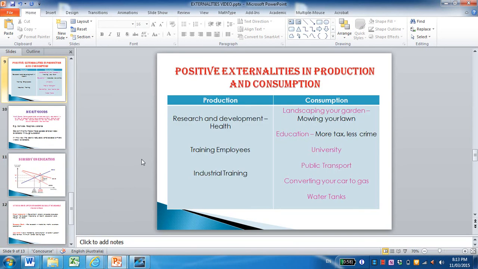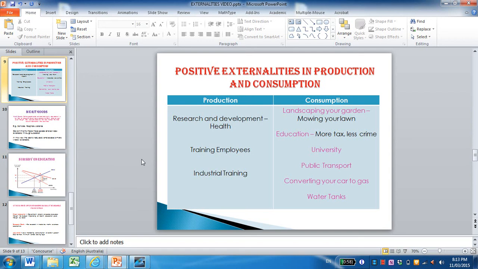Examples of positive externalities in production include research and development. When businesses spend money on research and development, say to cure cancer, that would have massive positive externalities on lots of third parties. Anyone that was sick would derive benefits from that. So the government subsidises these areas so that more resources are allocated to them. It also includes training of employees, because that training can provide benefits for society, a more skilled workforce. It's one of the reasons the government subsidises apprenticeships.